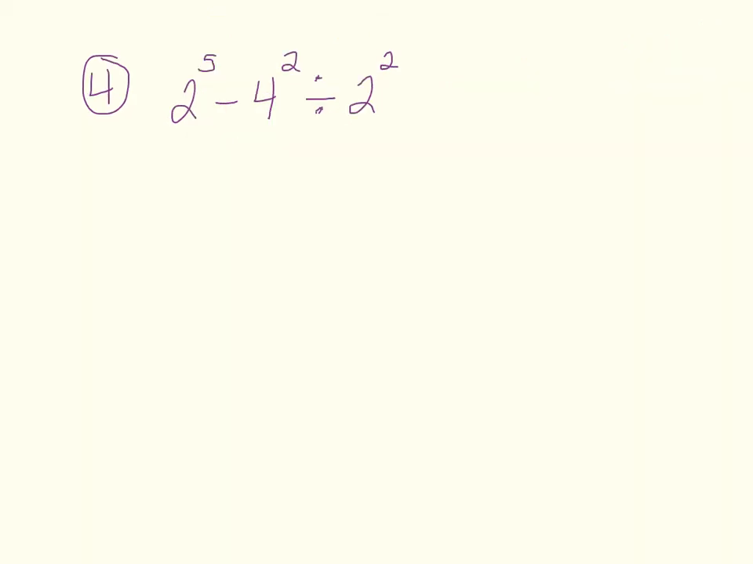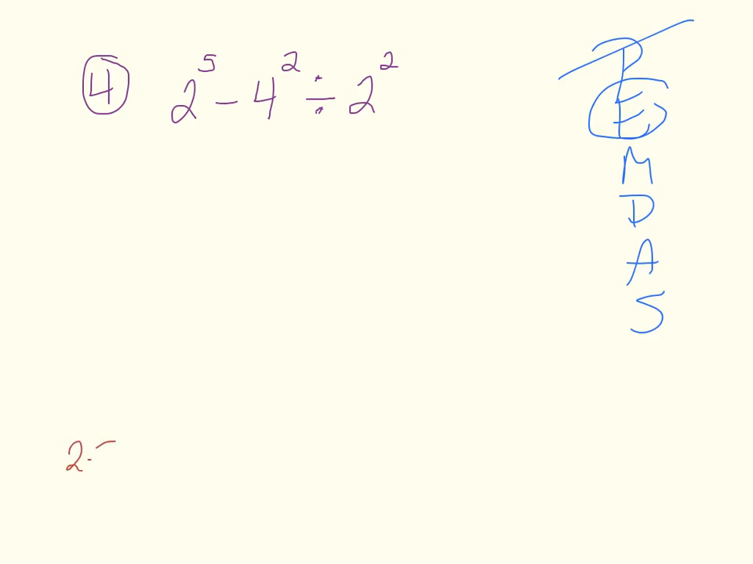All right, next one. So we have, Please Excuse My Dear Aunt Sally. Okay, parentheses, there's no parentheses. Exponents, there's 3 exponents here. There's that one, and that one. So you can do them all at the same time. So 2 to the 5th, remember, is 2 times 2 times 2 times 2. So that's 4, 4, and 2. So 4 times 4 is 16, times 2 is 32. Bring down my minus.